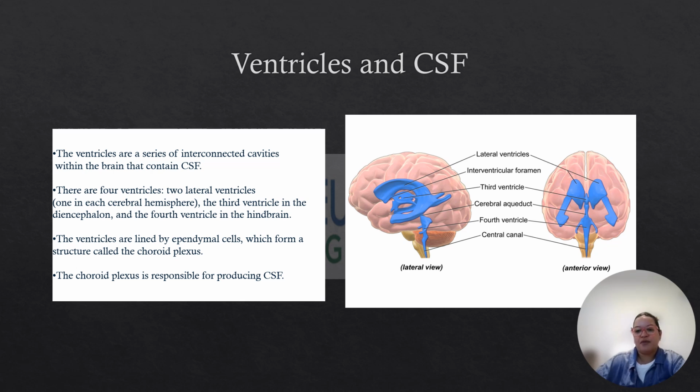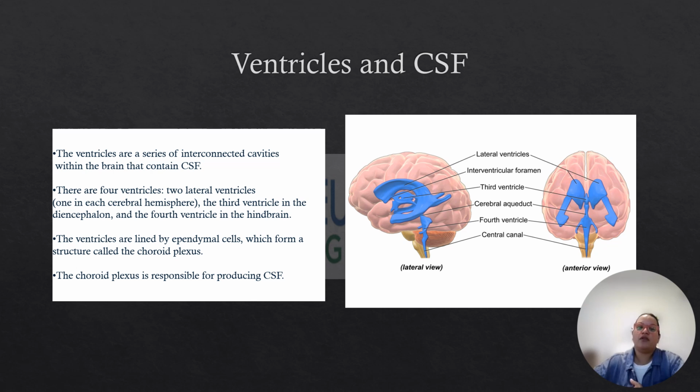the diencephalon, or kind of there where the limbic system is. It's actually laying between the two halves of the thalamus. And then we have the fourth ventricle, which is in the hindbrain or the medulla. The ventricles are lined by ependymal cells, and those are going to create the choroid plexus. And the choroid plexus is the one that is going to produce the CSF.